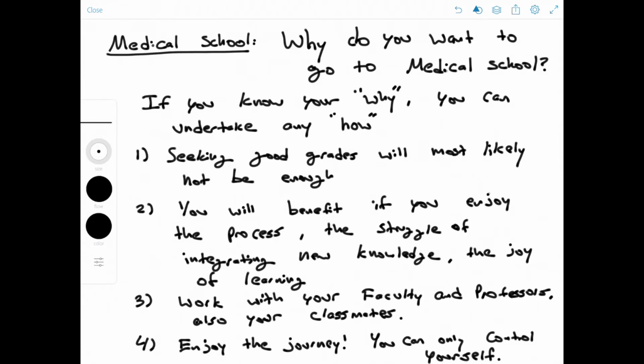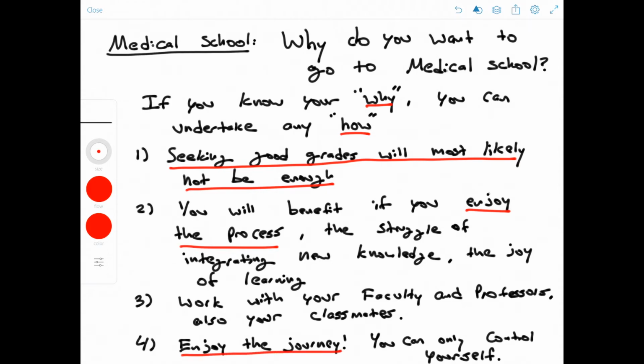And then build study groups with your classmates. Ask each other questions. Really build off of each other and try to challenge each other, but not in a destructive way, in a constructive way. You're trying to compete with each other to all become better physicians, rather than just compete and try to get to the top of the hierarchy.